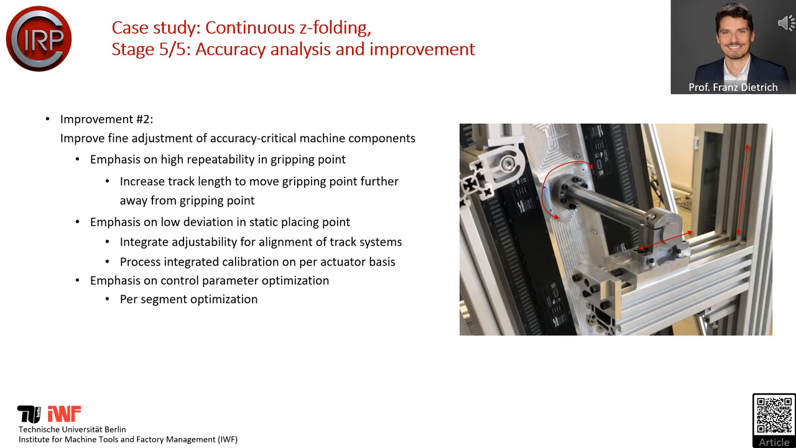The second improvement I'd like to show you is about the adjustments in the tunable kinematic parameters that we refined. The first thing that was improved was that an emphasis was put on the high repeatability of the gripping point, which led us to an increase of track length in the machine. Also, we put more emphasis on very low deviations in the static placement point. We integrated an adjustability for the alignment of the track system. We also used a process integrated calibration for each individual actuator in the system.